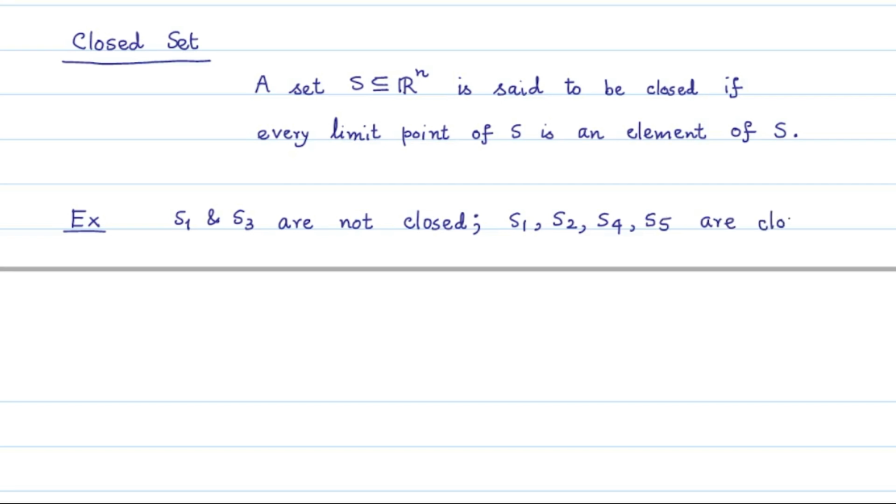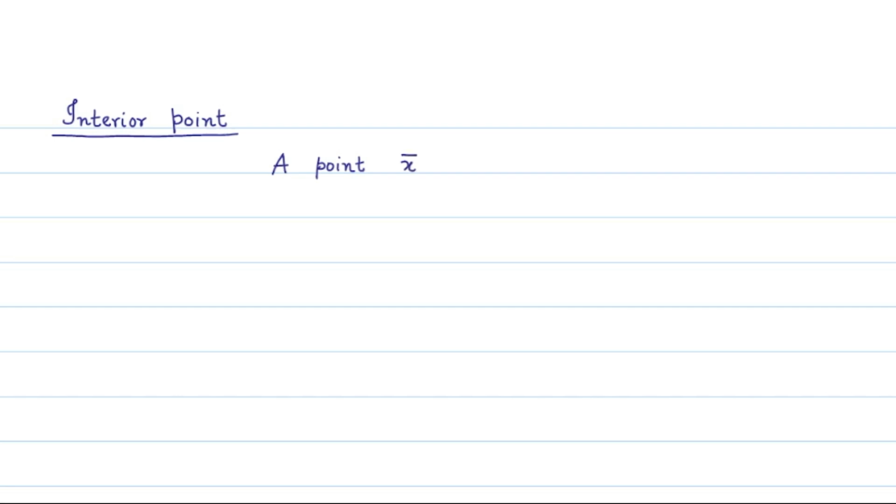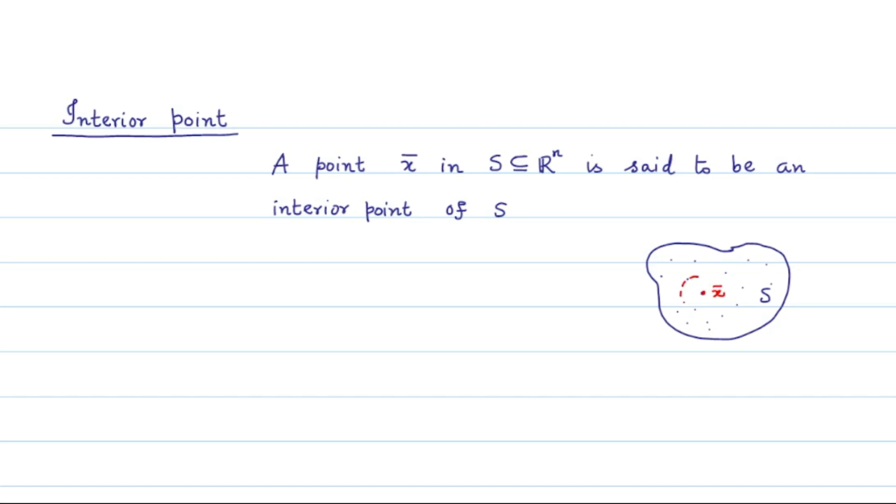are closed sets. Next, we shall define the notion of an open set, for which we require a concept called interior point. For a given set in Rn, a point, say x bar, in the set is said to be an interior point of the set capital S if there exists an open ball centering at x bar, so that that open ball is wholly lying inside the set capital S. That is, if there exists a radius delta of the ball such that the open ball centering at x bar having radius delta is a subset of the set S.